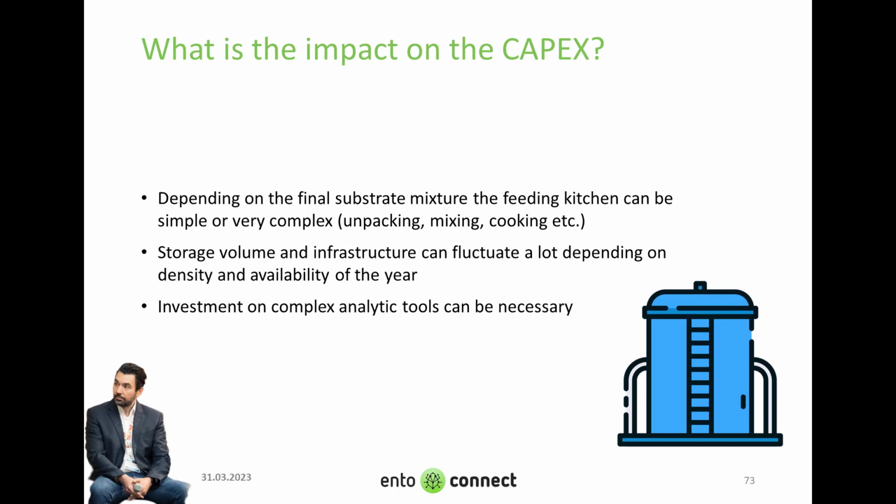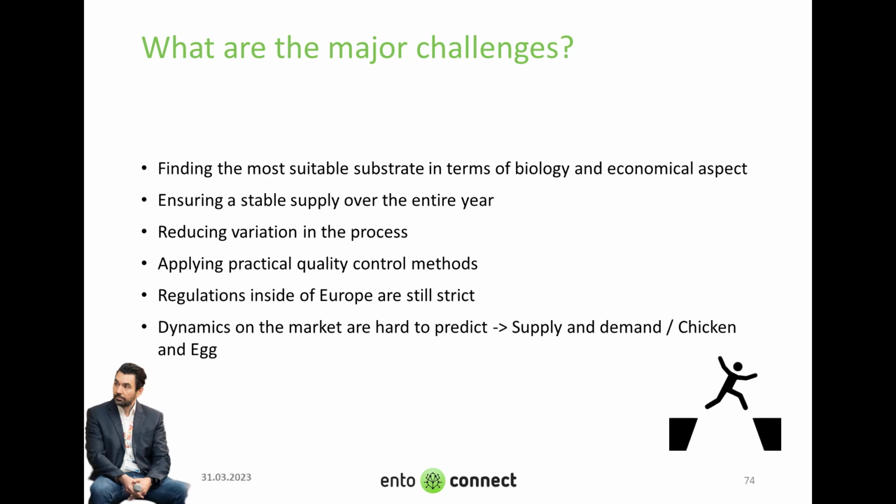So what kind of, let's say, major challenges do we have? It is really important to find a suitable substrate that fits economical and biological aspects. In order to run a stable process, variation in the process is always very tricky, but you cannot avoid this variation. Therefore, it's important to get a good understanding and feeling about this variation.